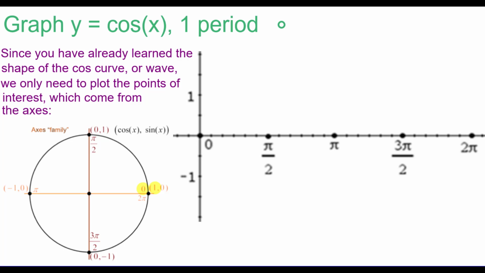So cosine of 0 is 1, so we'll plot the ordered pair (0, 1). The cosine of pi over 2 is 0, so write (pi over 2, 0). The cosine of pi is -1, so write (pi, -1). The cosine of 3 pi over 2 is 0, so write (3 pi over 2, 0). And the cosine of 2 pi is back to 1, so (2 pi, 1).